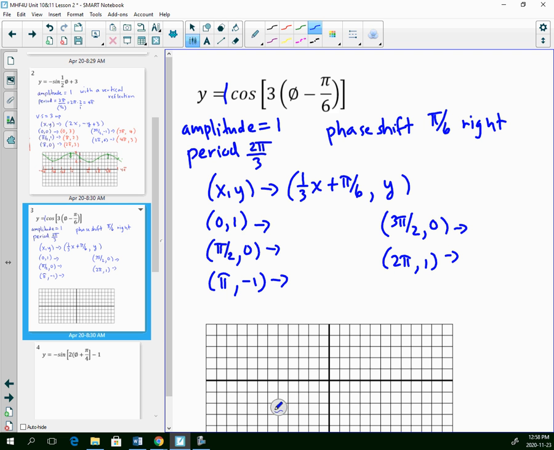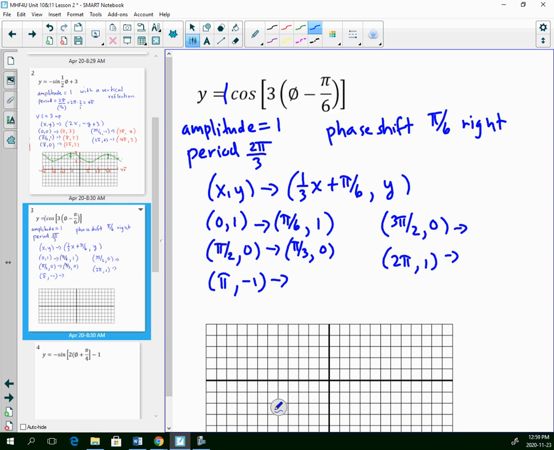Okay, so we're going to multiply the x by a third, or divide by 3, however you want to look at that, and then add pi over 6. So a third of 0 plus pi over 6 is pi over 6, and then y stays the same. Then we have 1/3 times pi over 2 is pi over 6, and then we're going to add pi over 6, so that's 2 pi over 6, which reduces to pi over 3. If you want to leave it as 2 pi over 6, that's fine. It might make it easier to graph.